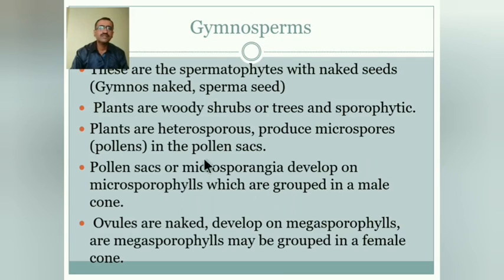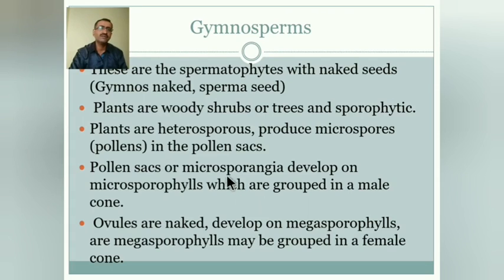Next, these are the spermatophytes with naked seed. Gymnos means naked, sperma means seed. Plants are woody, mostly woody plants, woody trees, woody shrubs, and they are mostly sporophytic. Plants are heterosporous, that means they produce pollen in the pollen sac and ovule. Pollen sacs are microsporangia and develop on the microsporophyll, which are grouped in a male cone.